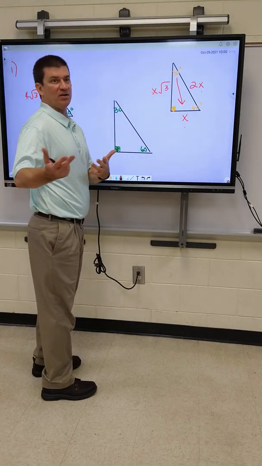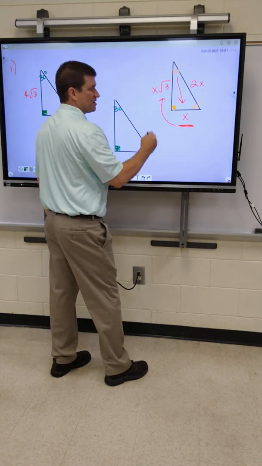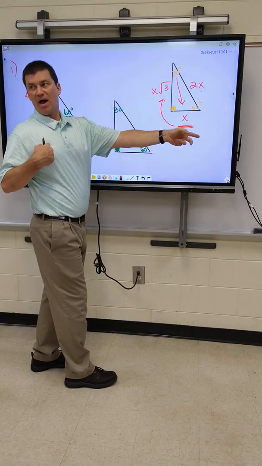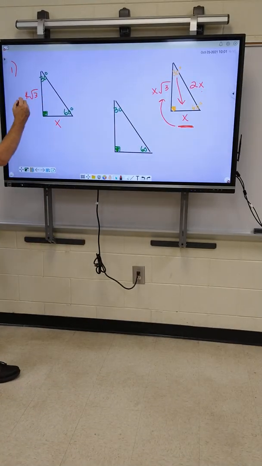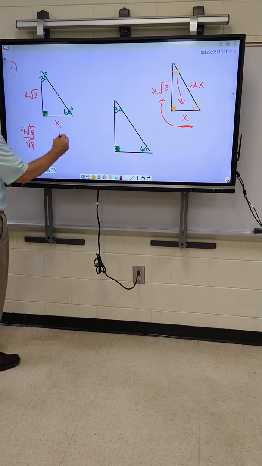So basically, I like to look at it this way. This side was X, right? How did they go from this side to this side? They multiplied it by root 3. So what are we going to do if we go backwards? Divide it by root 3. So y'all take 4 root 3 divided by root 3. You can do that in your head. What's your answer? This side is 4. Good.